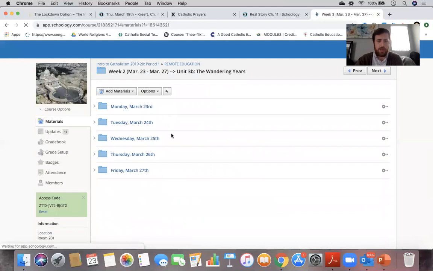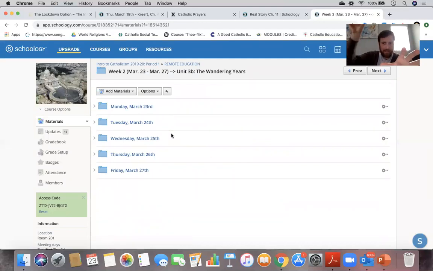So you can see week 2, I'm structuring things a little bit different to try and make them a little easier. Please use these folders. Don't just look at the assignments that are due on the bar of your Schoology. I know that's what you guys like to do, but actually come here to the folders.